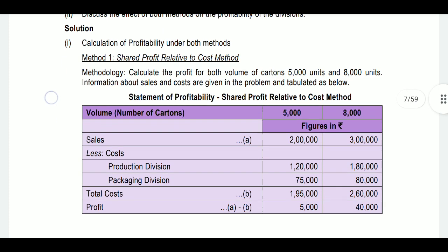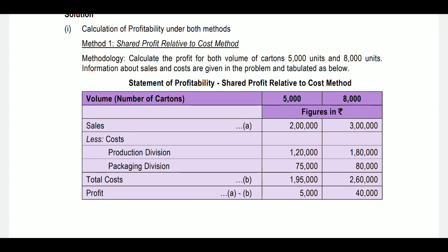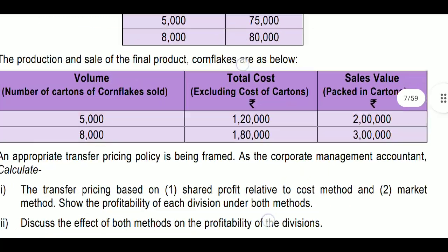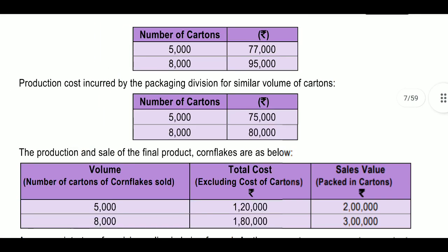So first we will see the cost method, for 5,000 units and 8,000 units. The sale was provided as 2 lakhs and 3 lakhs. The cost for the production division is 1,20,000 and 1,80,000, and for the packing division it is 75,000 and 80,000. These are all related costs.